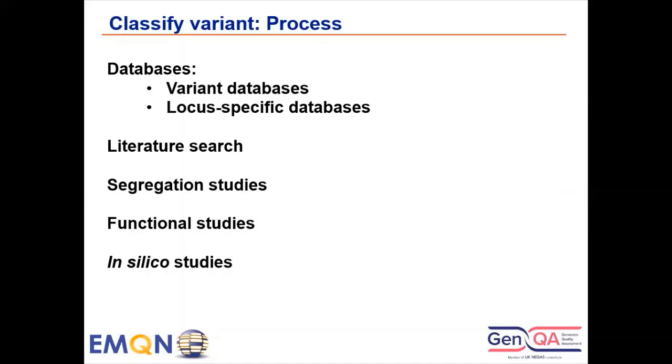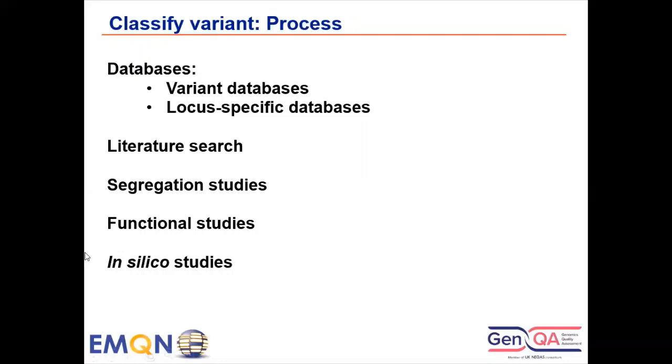So what's the process that you need to go through when you classify variants? Well, the first step is to look up if you can find the variant in a database and if it has been classified there. There are general variant databases like ClinVar, and there are also locus-specific databases like, for instance, LOVD. Especially for BRCA1 and 2, there are several specific databases that will be listed on the next slide.